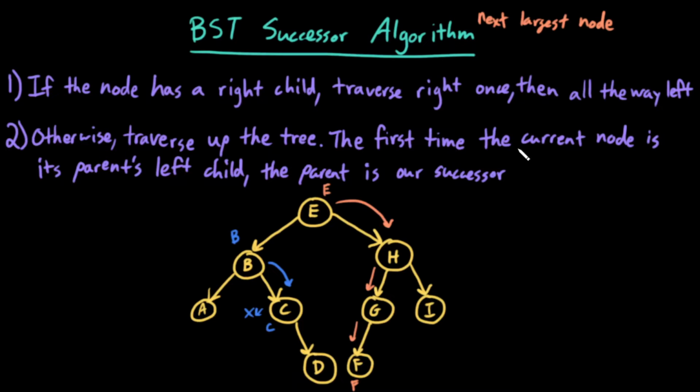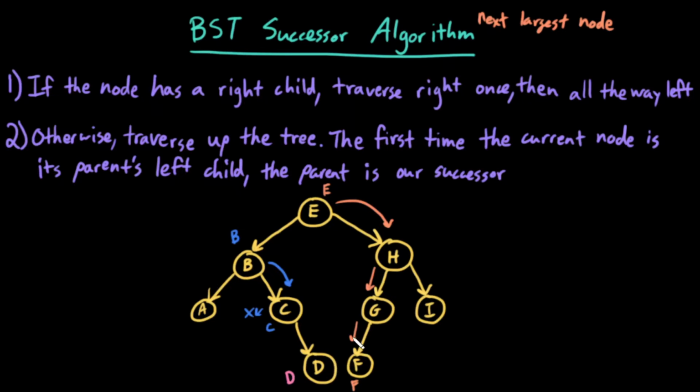The other scenario is a bit more tricky. If our node does not have a right child, we have to traverse up the tree along its ancestors. And in this upward traversal, the first time we encounter a node that is its parent's left child, we should return the parent as the successor that we're looking for. So what does this actually mean? Let's take a look at maybe node D.